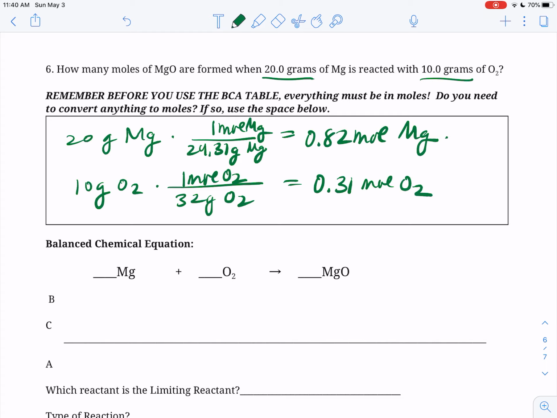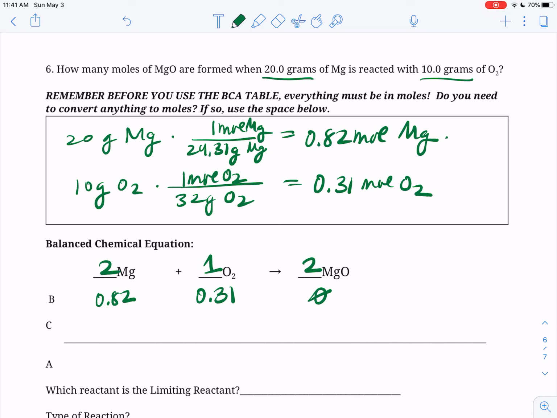We're ready to use the BCA, so let's go ahead and balance this. So it should be a super easy one, hopefully, for you to balance. All right, and let's go ahead and fill in what we know. So I start with 0.82 of this, 0.31 of this, and nothing in the product category.